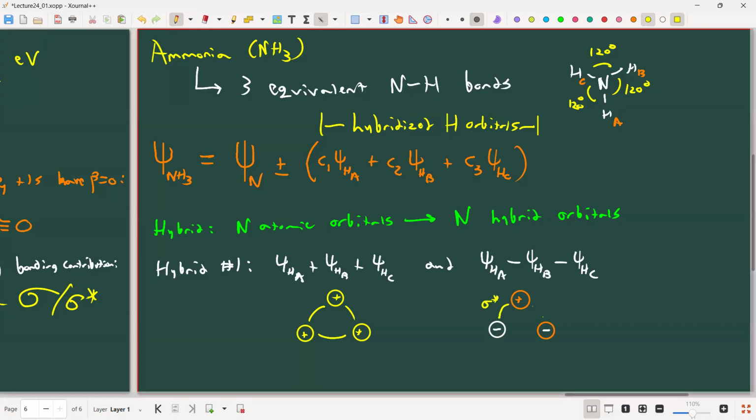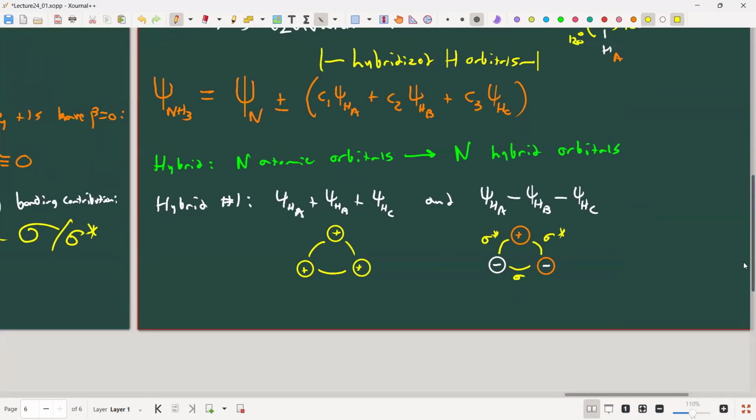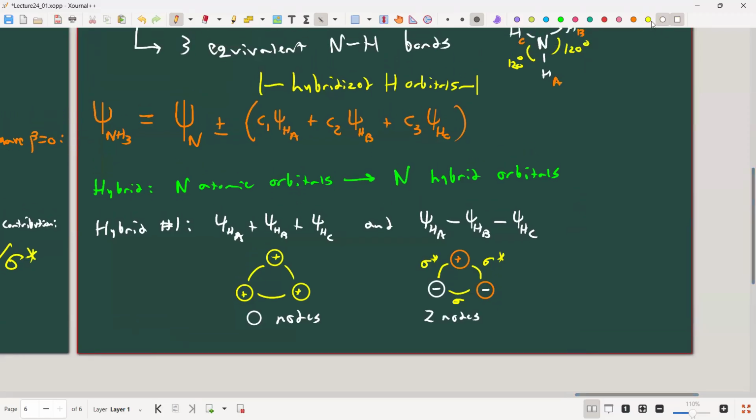So we get an antibonding orbital here. This is a sigma star, and then we get a sigma combination between the two. So that's our antibonding and bonding combination. That's one of our hybrid orbitals. And then we have two more to deal with. It turns out that the other set, so this has 0 nodes, and the worst combination has 2 nodes. So that means that the next best combination should have 1 node. 1 node.